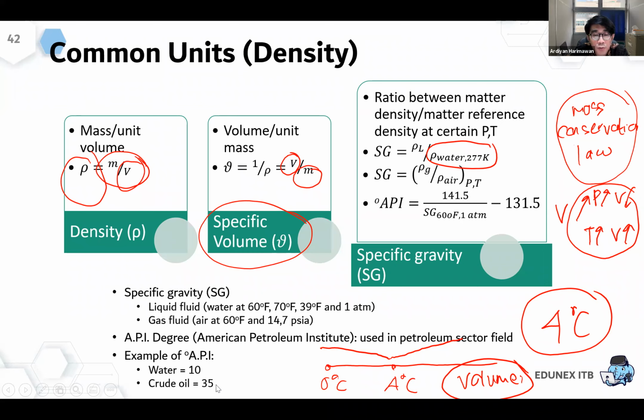So later, if you get the data of the density from, we call it handbook, some handbooks may write the density value as API value. So don't be too shocked if you read the density in terms of API. It means you need to do this calculation. Okay, until this part.